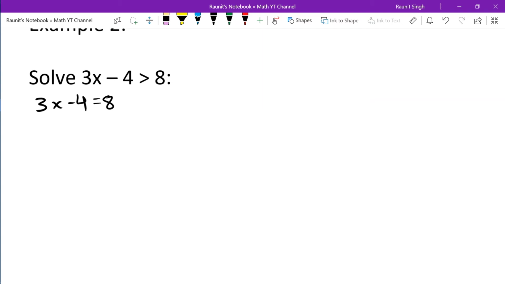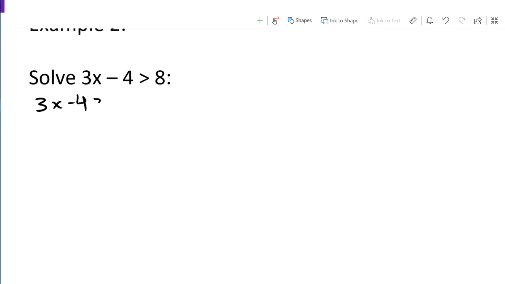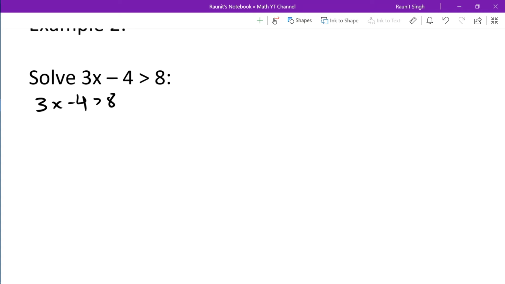So now let's move on to this one. I don't think in this one we have to do any switching. So we just solve it like a normal equation. We add 4 to both sides. We get 3x is greater than 12. Divide by 3 on both sides. We get x is greater than 4.